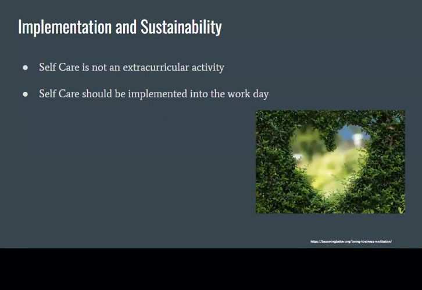Something I want to reiterate is that self-care is often treated as something extra, something we get to only if there's time left at the end of the day. But in reality, self-care is not an extracurricular activity. It's a vital part of maintaining our productivity, focus, and overall well-being. That's why it shouldn't be reserved for evenings or weekends. Instead, self-care should be intentionally built into our workday. Whether it's taking a short walk, pausing for a mindful moment, or simply stepping away from our screens, integrating self-care into our daily routine helps prevent burnout and support sustainable success.